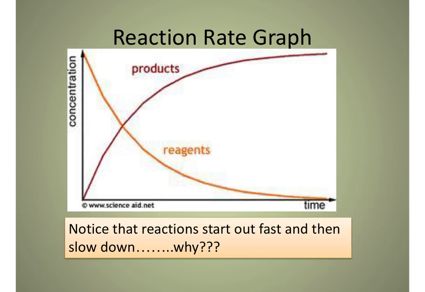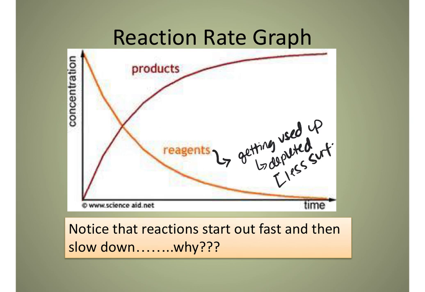So this reaction, if we look at this graph, starts off really fast and then starts to slow down over time. So the question is, why? What's happening is for our reagents or our reactants, they are getting used up over time, right? So as they get used up, that means they're not available to react. As they are getting used up, or what's called depleted, they have less surface area for collisions.